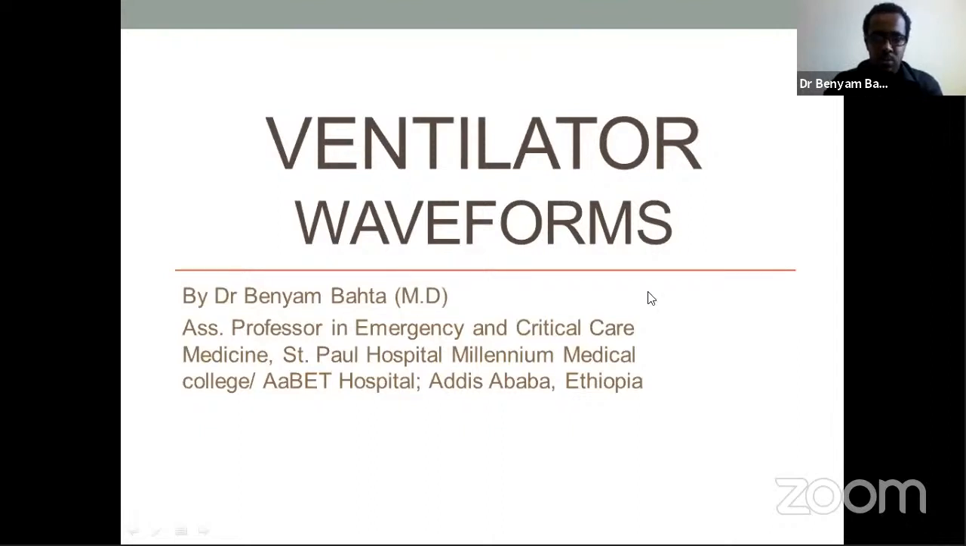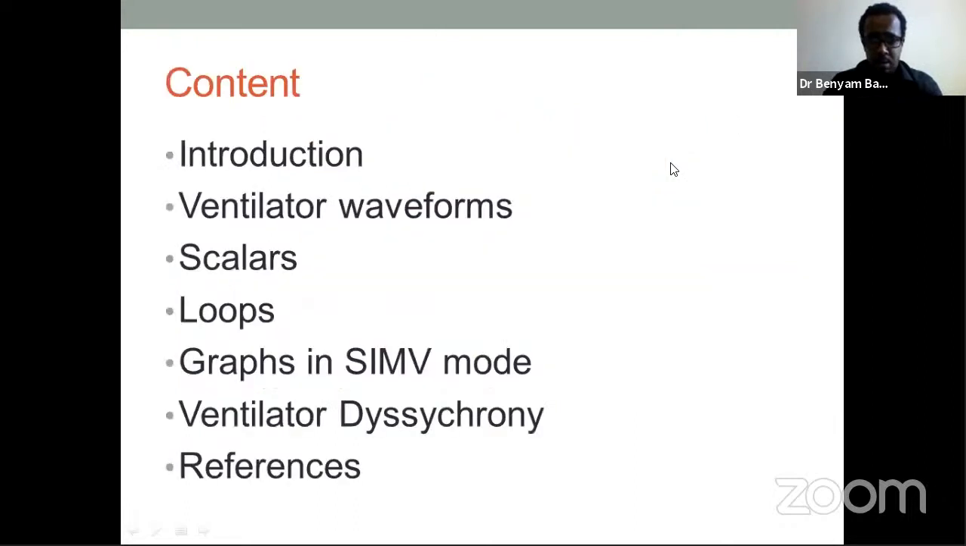So in this discussion, we will be covering, in general, these contents. I will have an introduction, the ventilator waveforms, what the colors mean, loops, how a graph looks on SIMV mode, and ventilator desynchrony.